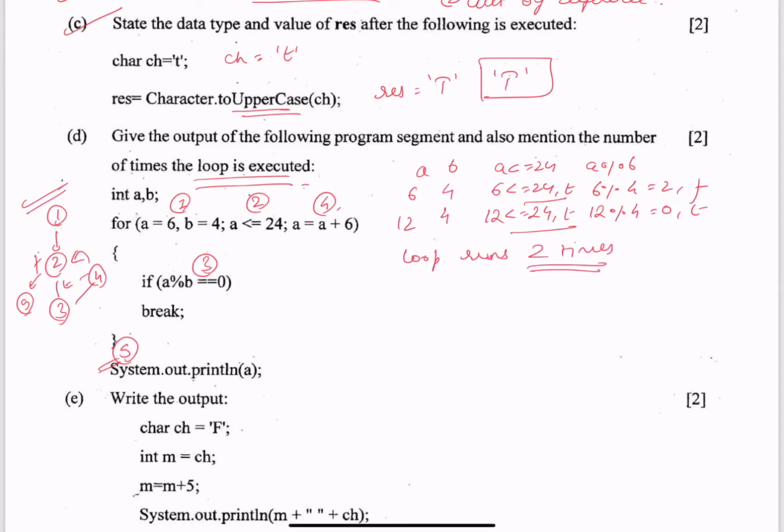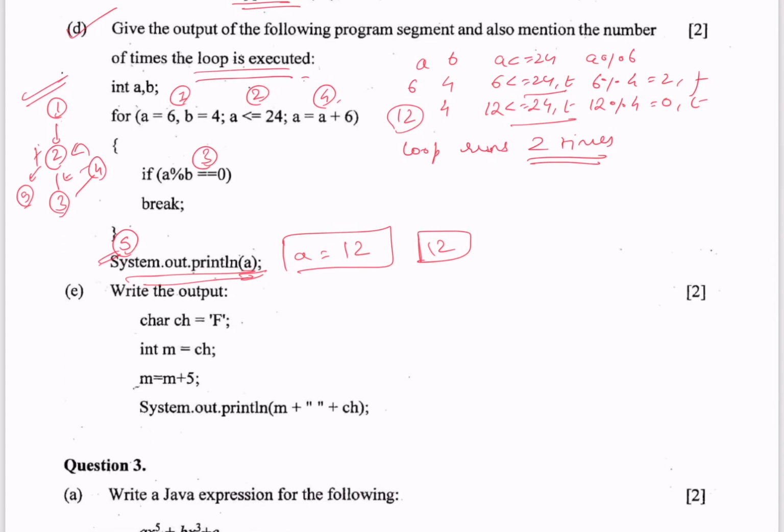And the output is a. The last value of a was 12, so a equals 12. You don't need to write it like this, just write 12 as the output. Okay, part D is done, moving on to part E.